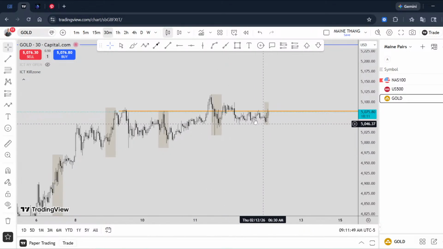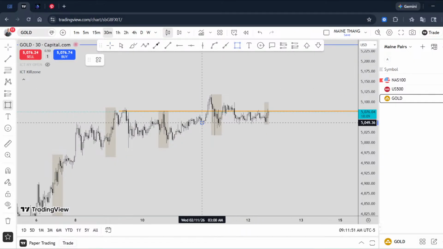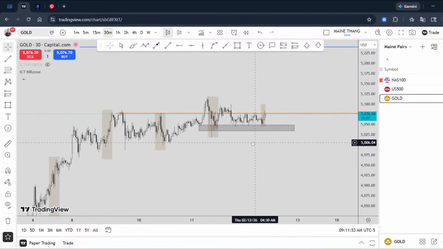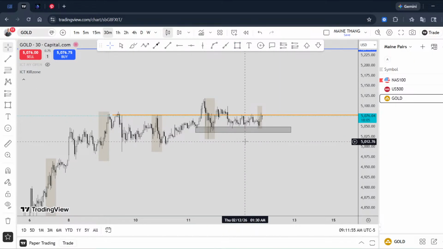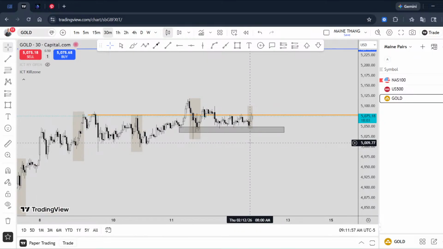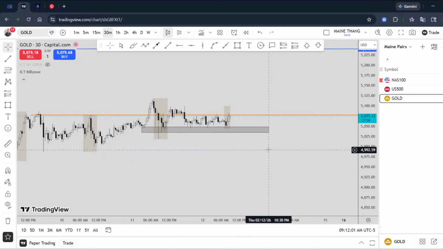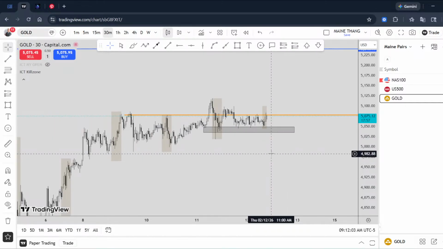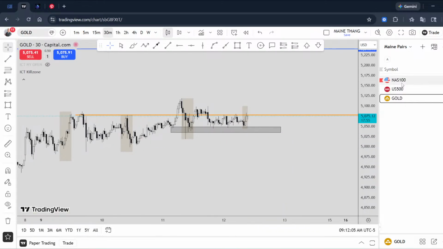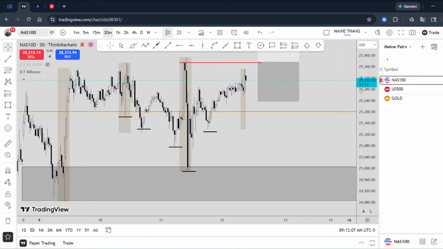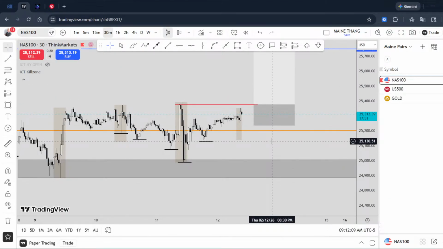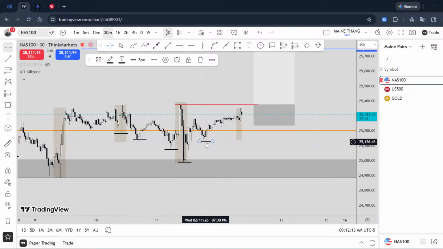Correction. Price is lingering down here. So gold looks sloppy. I'm thinking this is going to be the new higher low. Price breaks.